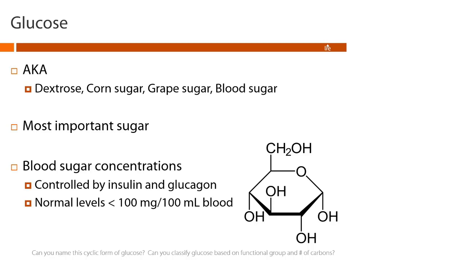Normal blood glucose levels are typically below 100 milligrams of glucose per 100 milliliters of blood. This is typically going to be at its highest after we eat, and that's where insulin is going to come in and stimulate the uptake of glucose from the bloodstream to other cells in our body. However, if your blood sugar concentration gets too low and you start feeling a little lightheaded and shaky, this other peptide hormone, glucagon, is going to stimulate the liver to release glucose into the bloodstream so we can get back to normal levels.